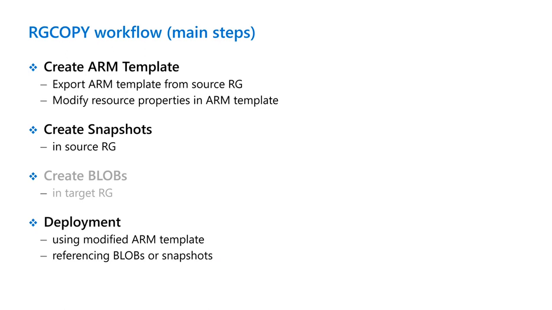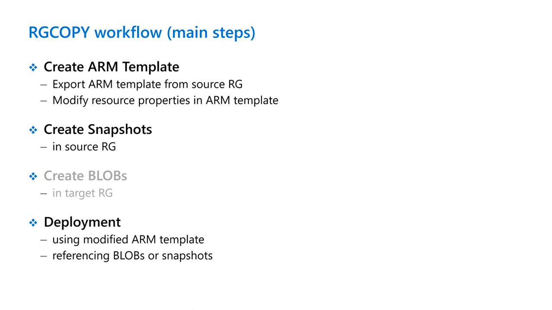In this case, you must stop the VM in the source resource group before running RGCOPY. VMs with just one data disk can be copied while they're running. Create blobs is an optional step. If you are copying to a different region or subscription, then the ARM template cannot use the snapshots directly. Therefore, a copy of the snapshots in the source resource group is created as blobs in a storage account of the target resource group. This copy process can take quite a while, in some cases even longer than a day.